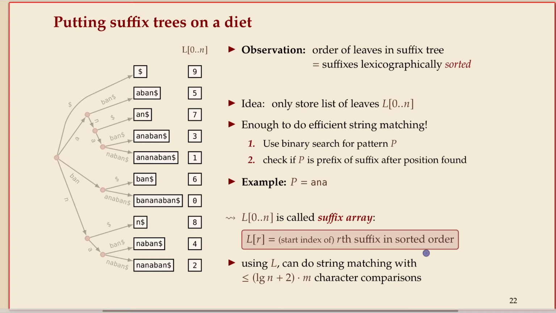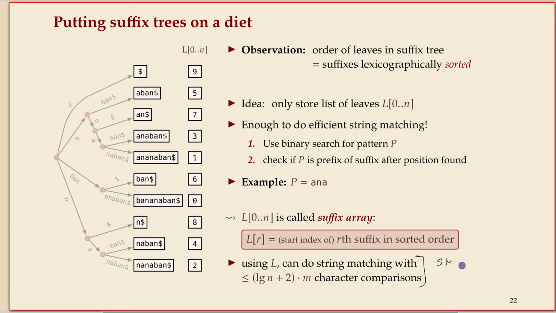And so if you analyze this algorithm that I just sketched, we need log n plus 2, that's just the worst case, comparisons between the pattern and one of the suffixes. And each of these comparisons takes up to m symbol comparisons, because I have to compare strings character by character. So that's the cost for doing one binary search, and we do two of them, so you multiply by a factor of 2.